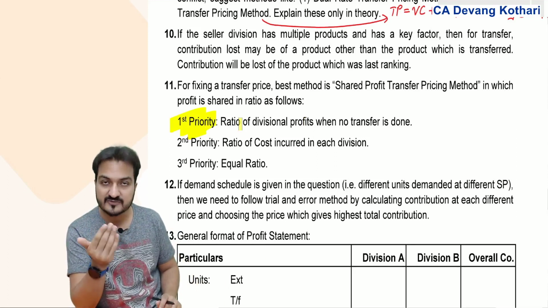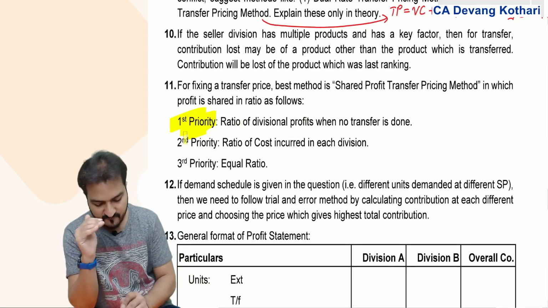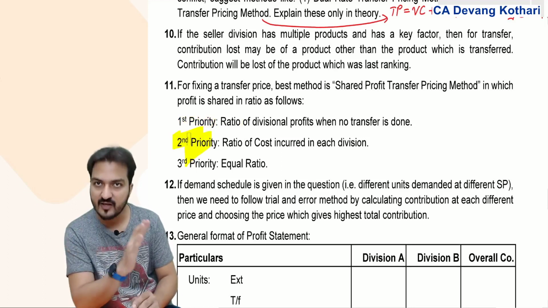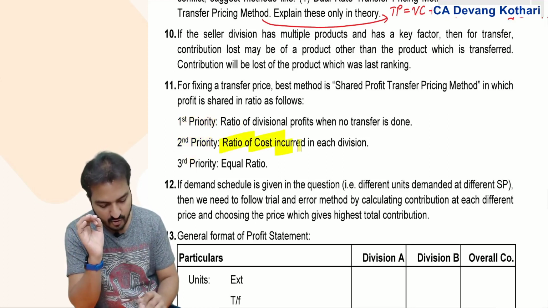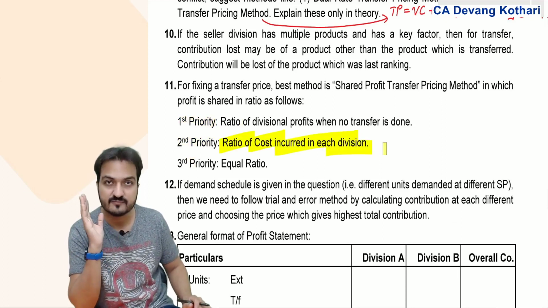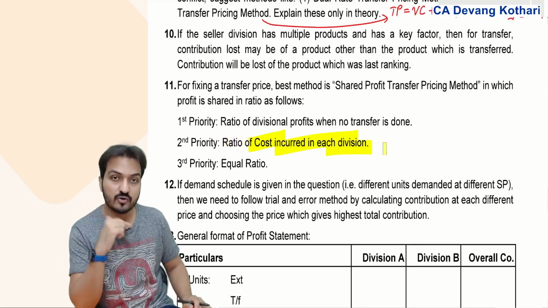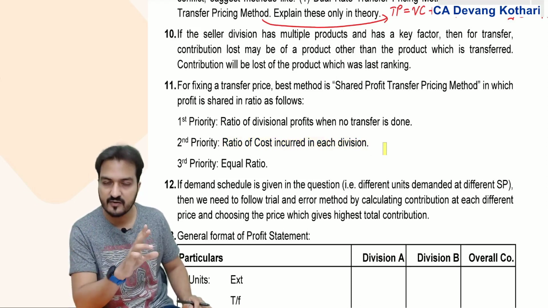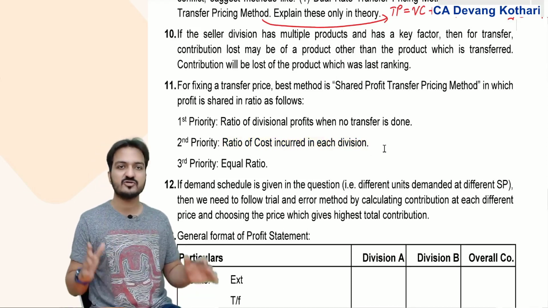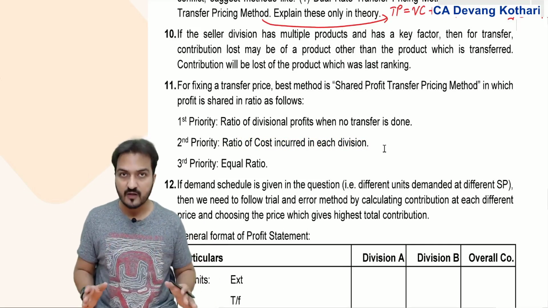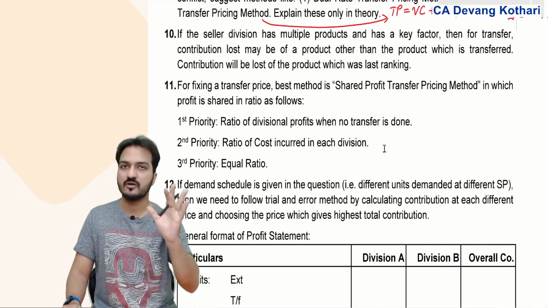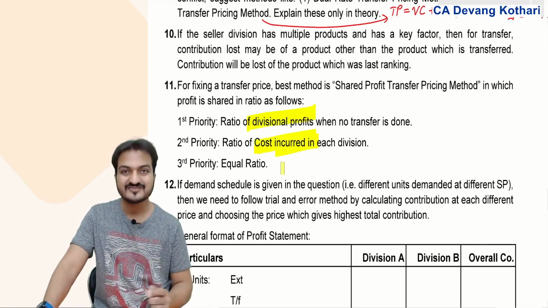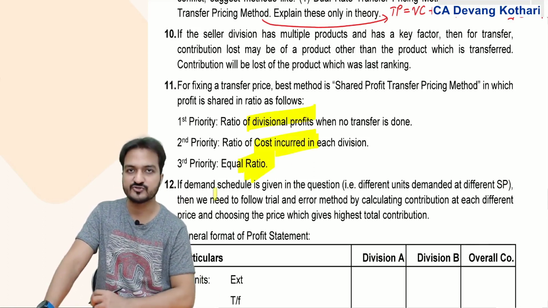But if that is not possible, profits are not available, then I give you a second method, that you divide the overall profit between division A and B in the ratio of cost incurred in each division. Out of the total cost of the company, some cost is incurred in division A, some cost is incurred in division B. You distribute the overall profit of the company in the ratio of divisional profit, or in the ratio of divisional cost, or you divide that in equal ratio.